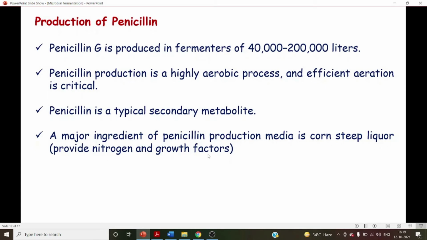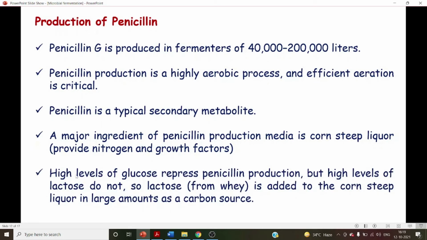and growth factors. Okay, so for nitrogen and growth factors, corn steep liquor is used. Then importantly, high levels of glucose repress penicillin production, but high levels of lactose do not. So lactose is added to the corn steep liquor in large amounts as a carbon source. Okay, so this is clear.